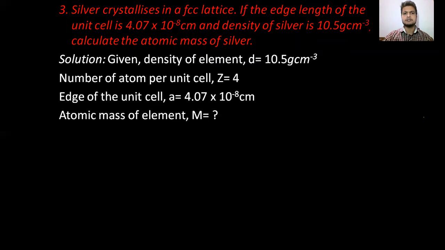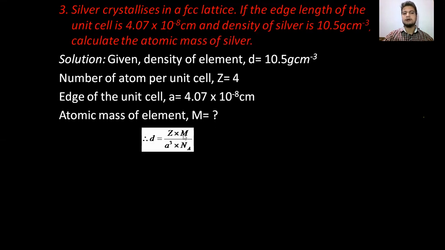So again, let us write the things which are given. The density of the element is 10.5 gram per centimeter cube. Number of atoms per unit cell is Z equal to 4, again it is FCC. Edge length of the unit cell A is given to be 4.07 into 10 to the power minus 8 centimeter. Please be careful that the units are the same. If this is given in picometer, you need to convert into centimeter, or if it is given in any other unit, always remember that the unit has to be the same. Atomic mass of the element M, we don't know, so that is what we need to calculate.